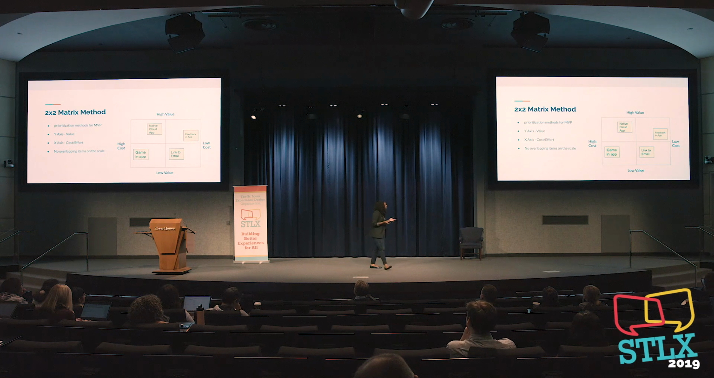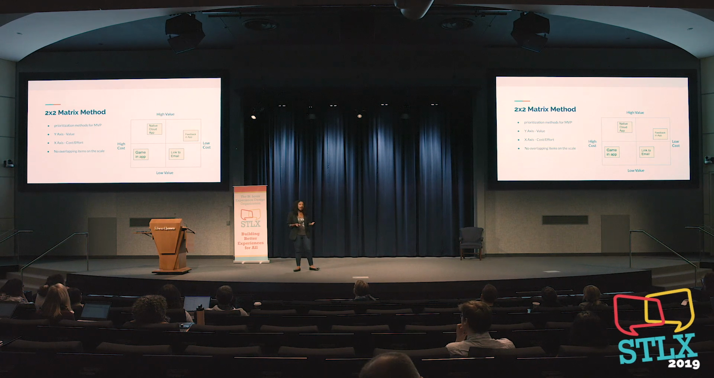Another tool I love to use is the 2x2 matrix. It helps with prioritization. If you're working toward an MVP, it helps with that. On the Y-axis, you have your value, high value, low value. On the X-axis, your cost or your effort, high cost, low cost. No overlapping. People want to overlap, but no overlapping, because this really helps you prioritize what's really important and how much time and effort it is going to require.